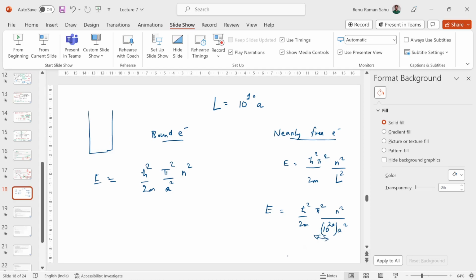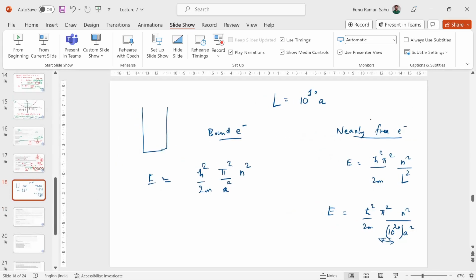But can we call that closely spaced, right? It can be called closely spaced in the nearly free electron compared to the bound electron. And it is because of the large confinement range. Because it is very closely spaced.